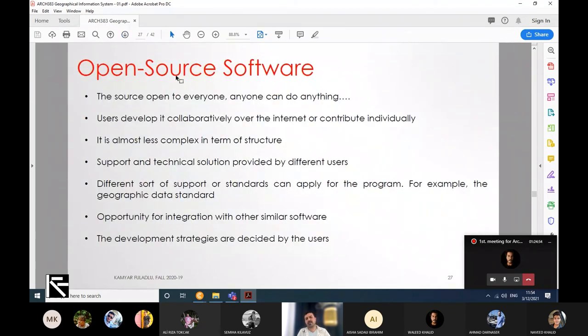However, open source software again has some advantages and disadvantages. The open source is open to everyone. You can find the source code, you can accordingly change the code and compile the program according to your wish. Most of the collaboration is done through the internet, through some forums. People will talk and write their ideas, and they solve the problem. For technical support, different users work together in the forum. They have a less complex structure because everything is open. You are able to read and follow the code.